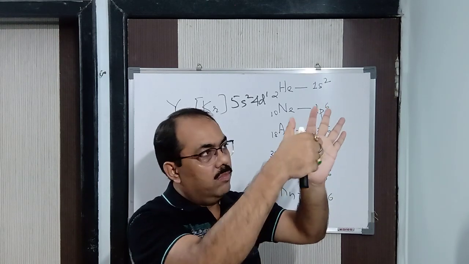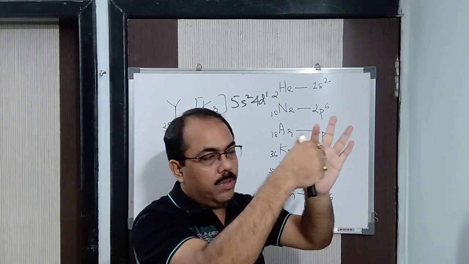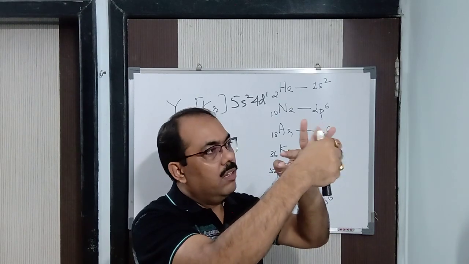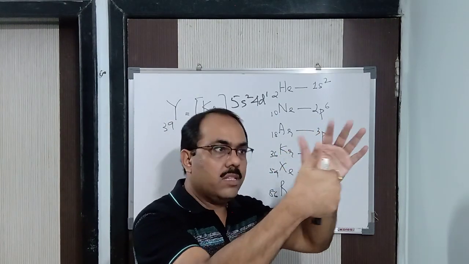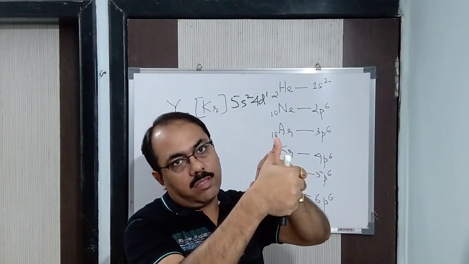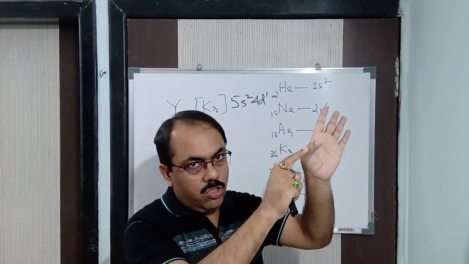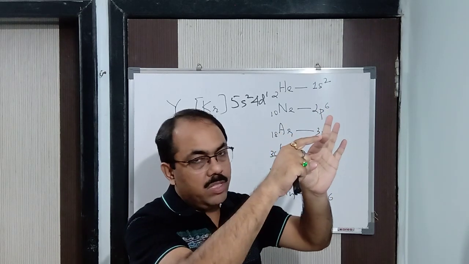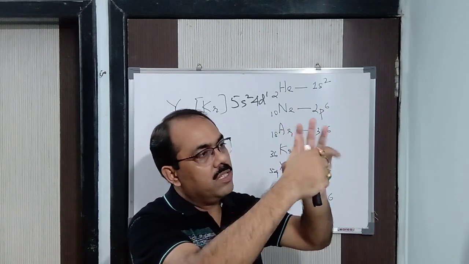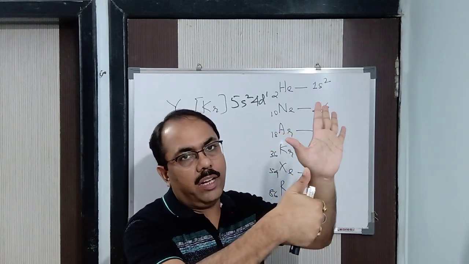1s2, 2p6. Second, no, this is second, 2p6. Then it will be what? 3p6. Fourth, 4p6. 5p6. This is your 6p6. Alright, 6p6, you got it. Clear? Understood? 1s2, this is the first one; 1s2, the second one; 2p6, 3p6, 4p6, 5p6, 6p6. Keep it in your fingertip.